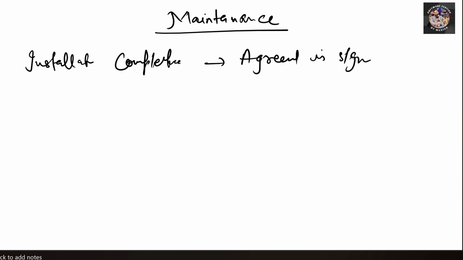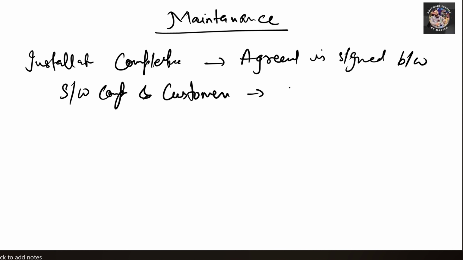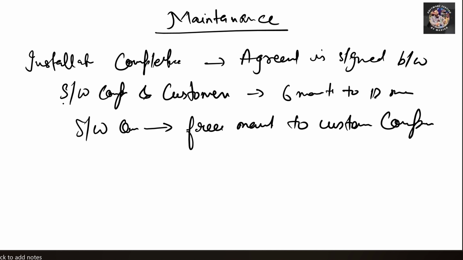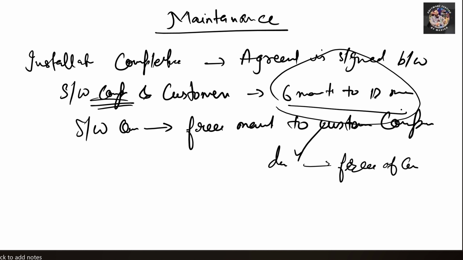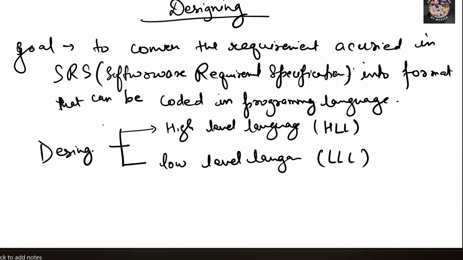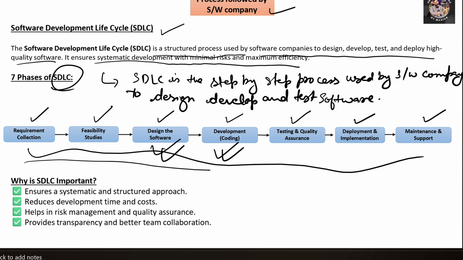Now after the sixth phase, there is the seventh phase, that is the maintenance part. Once installation is completed, an agreement is signed between the software company and the customer company. Whatever time is given, like 6 months to 12 months, the software company will provide free maintenance to the customer company. During this period, if there is any defect, the software company will solve that issue free of cost. After the completion of this time period, if there are any defects, the software company will charge money. So these are the 7 phases of SDLC.